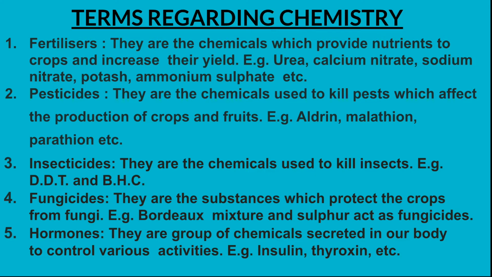Now, pesticides, they are also the gifts of chemistry. They are the chemicals which are used to kill the pests which affect the production of crops and fruits, like aldrin, malathion, parathion, etc. Then insecticides, these are also the chemicals which are used to kill insects. So first the pesticides were to kill the pests and these insecticides to kill the insects. Examples are DDT and BHC.